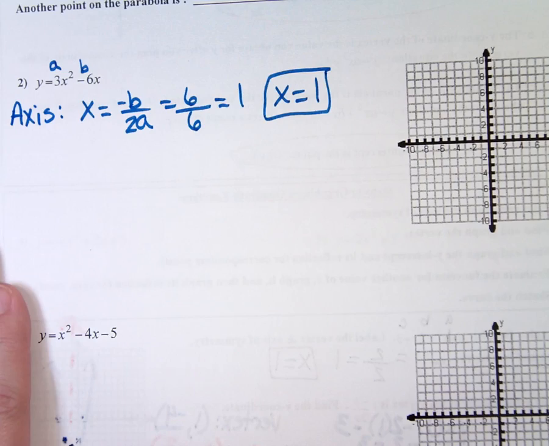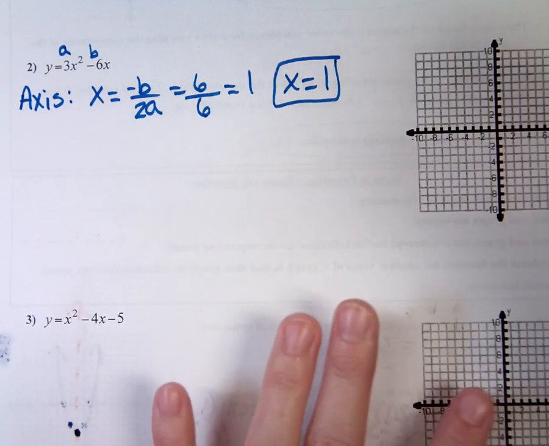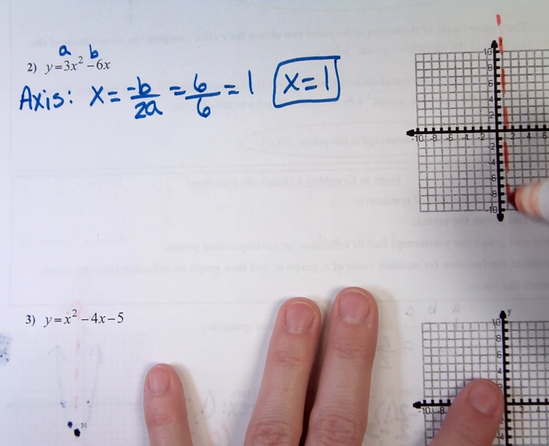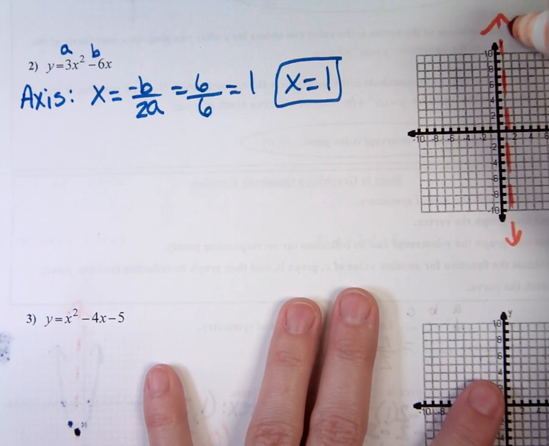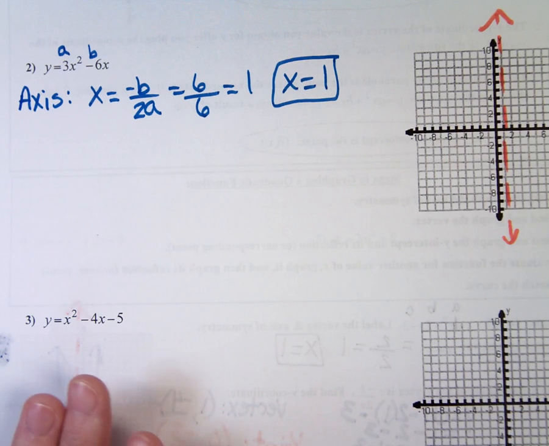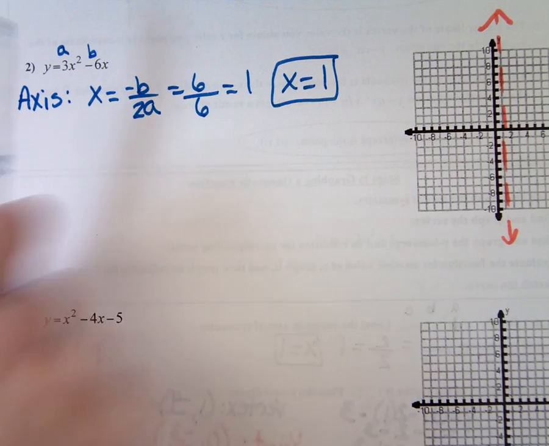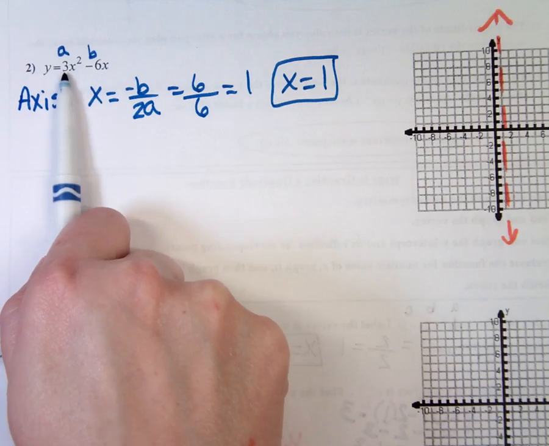So let's go to where our x is a 1 and draw ourselves a dashed vertical line. And it's easier for me to see mine because I'm using markers. Okay, based off of what I said earlier, do you know, is this parabola going to open up or down? It's going to open up because the a is positive.